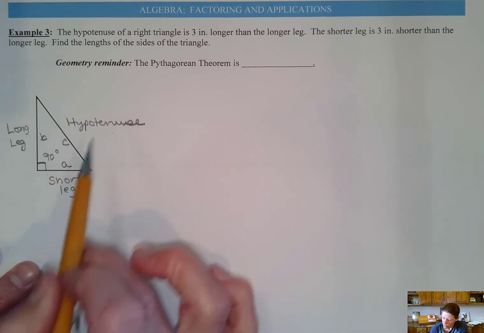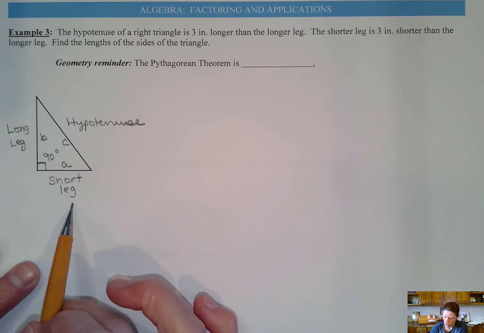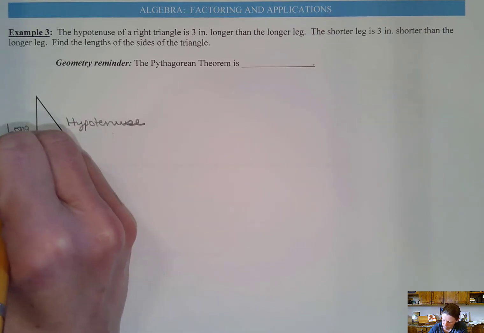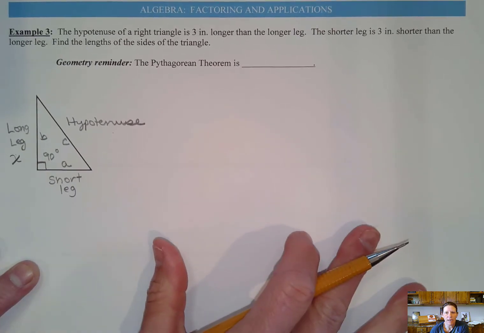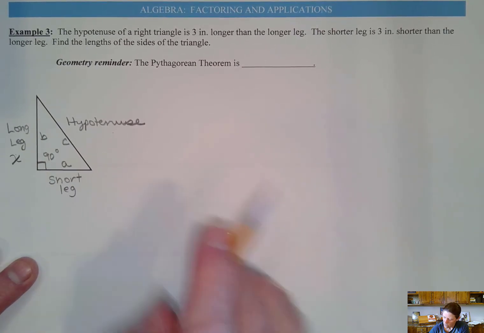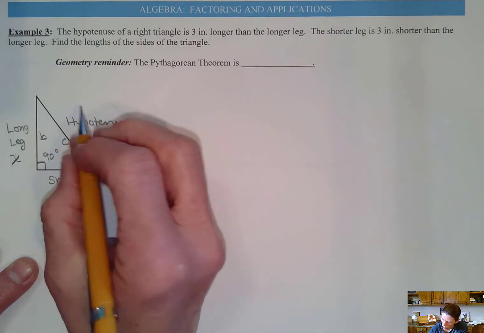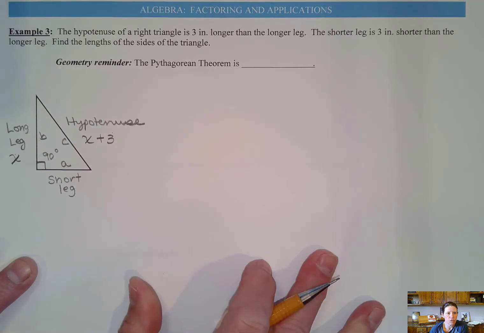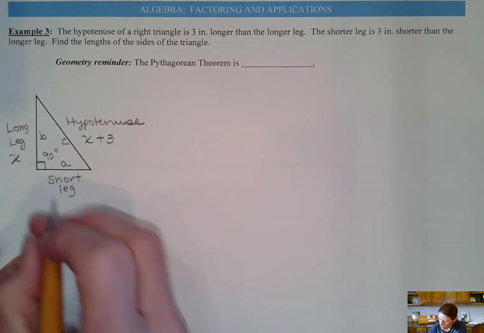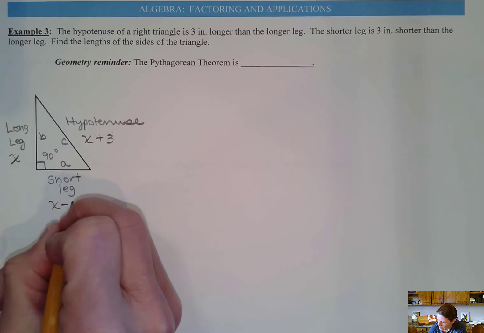Now, the hypotenuse and short leg are both given in terms of the long leg, so I think it'd be best to let the long leg be represented by a variable x. The hypotenuse is 3 inches longer, so we can express it x plus 3. And the shorter leg is 3 inches shorter, therefore we can express it x minus 3.